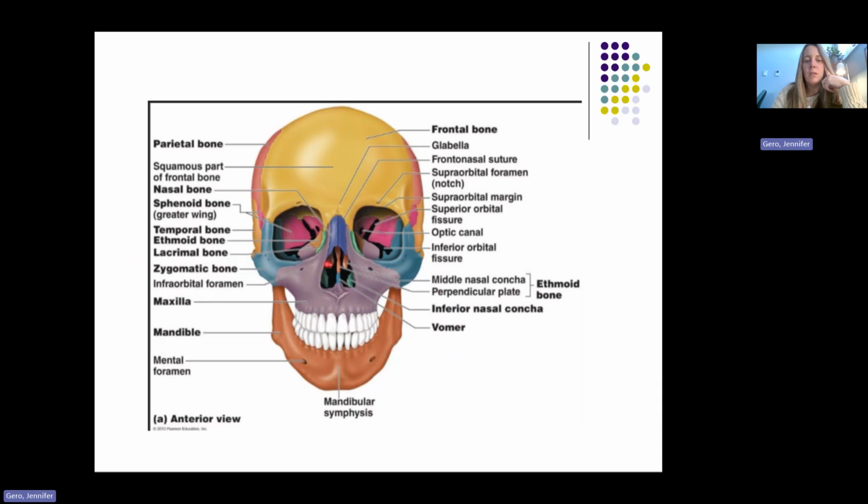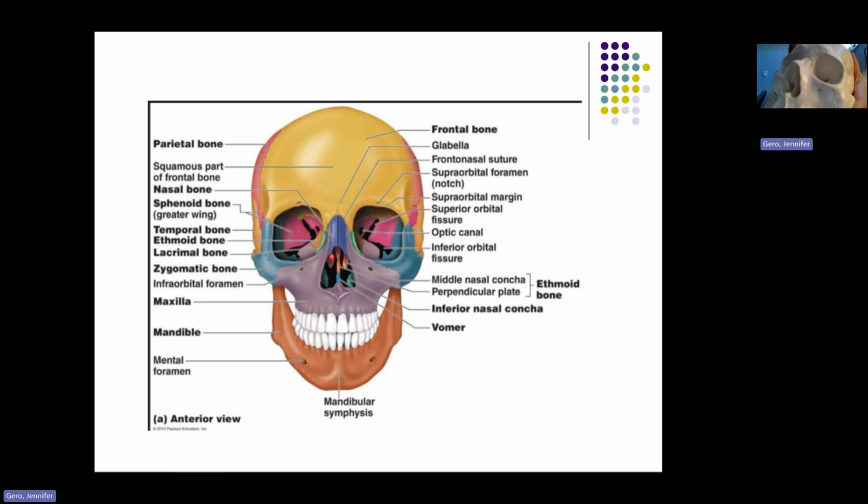In the nose, you can see this orangish color. Those are the middle nasal concha. It's actually an inferior part of the ethmoid bone, but I want you to call it middle nasal concha. And then in the green right here on either side, you're going to call that inferior nasal concha.